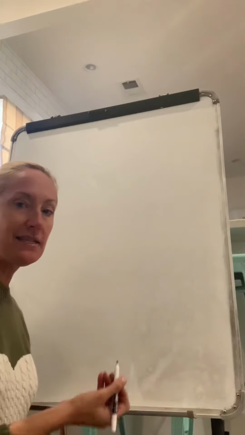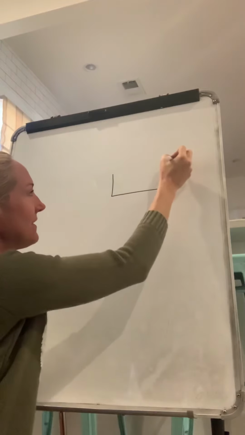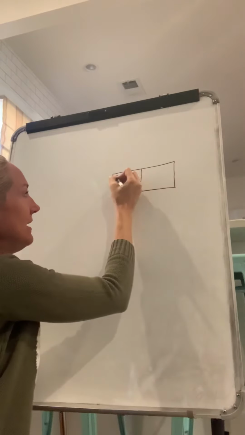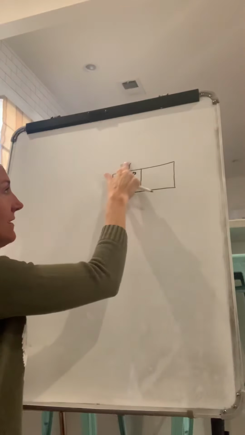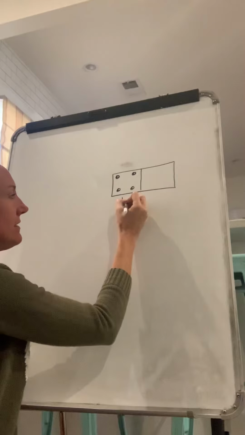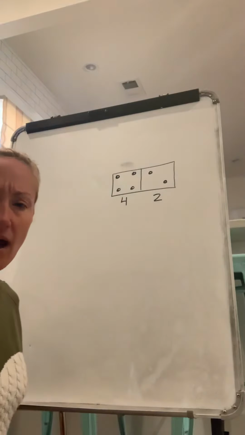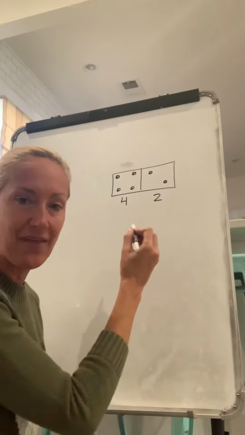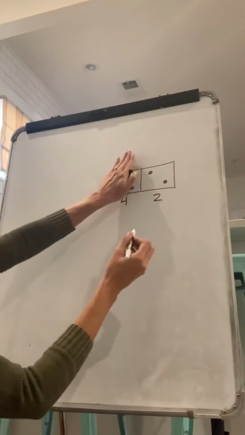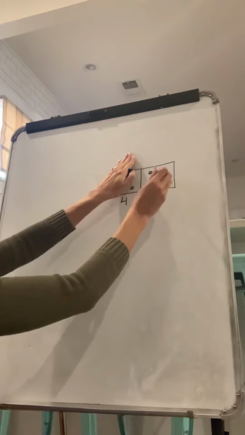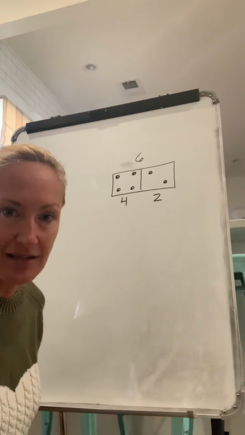So let's do this. Let's say that we have, and I can even put this like a domino. Let's say on this side of the domino, I have four dots. Oops, I'm gonna put it on the bottom. Four dots. On this side, I have two dots. Okay, well, how many dots do I have all together? Four is on this side, two is on this side, so four, we'll say the bigger number, four, and keep counting, five, six. So all together, the whole domino has six dots, okay?